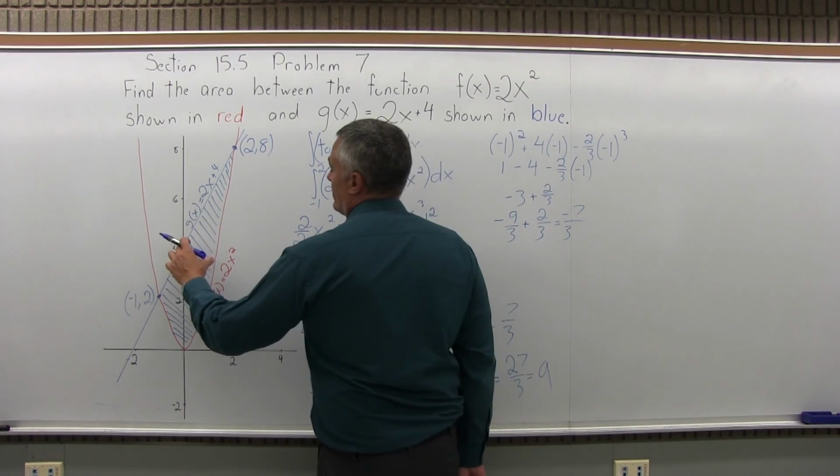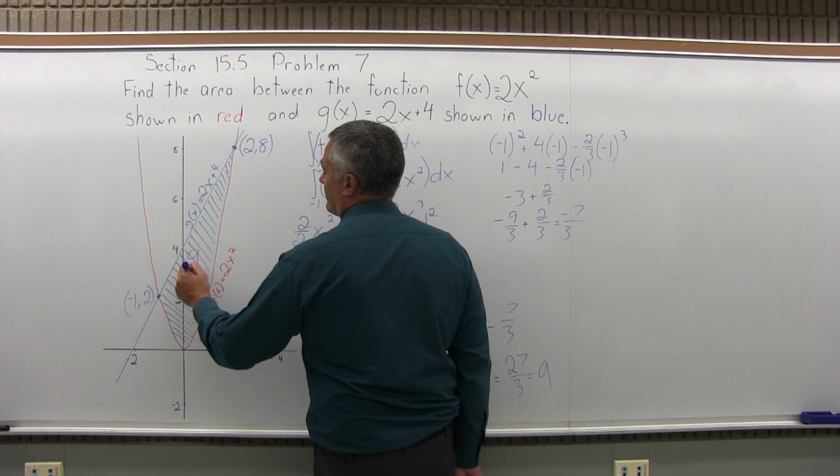So the area between the red graph and the blue graph is an area of 9.